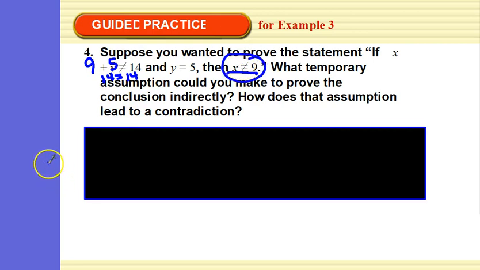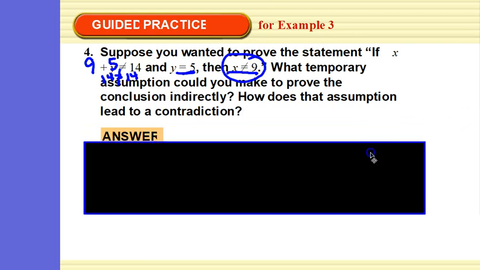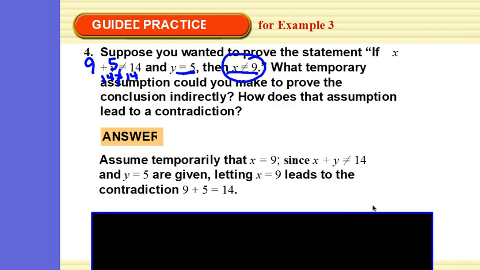Does that make sense? So we're going to say x equals 9. Temporarily assume x equals 9. Well, if x equals 9, I'm plugging in a 9 for x. My y is 5. 9 plus 5 is 14. 14 does not equal 14. It's false. Therefore, x cannot equal 9. 9 makes it false. Make sense? So you're proving it by proving that the opposite doesn't work. You guys see how it works?